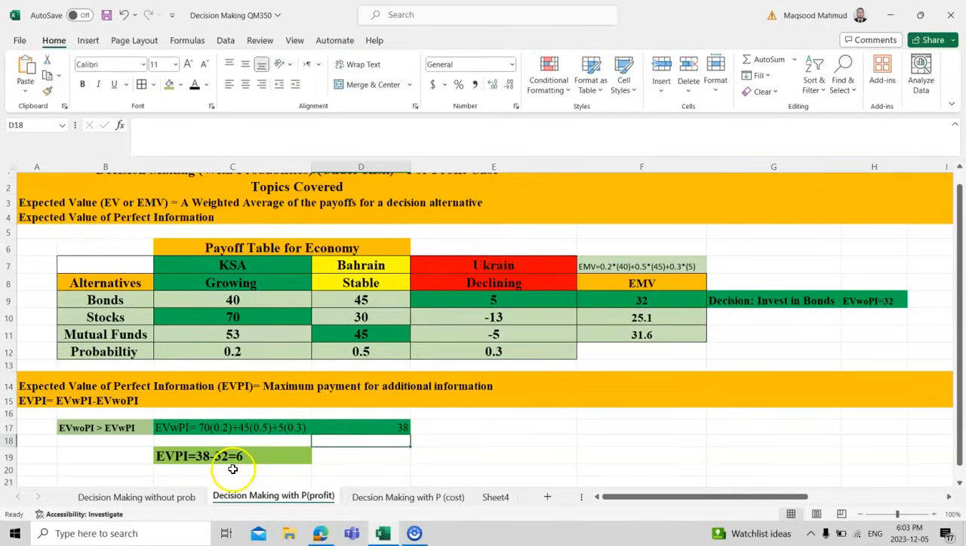So I have now both values. 32 is without perfect information, and this one, 38, is with perfect information, and this should be under the modulus, right? So the answer is 6. So my answer is 6 over here.